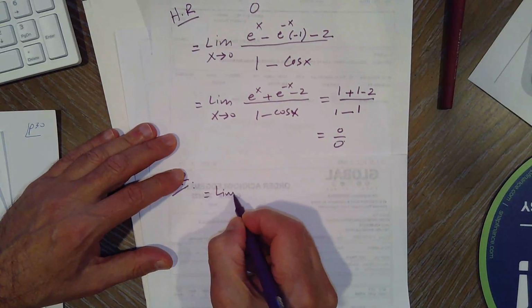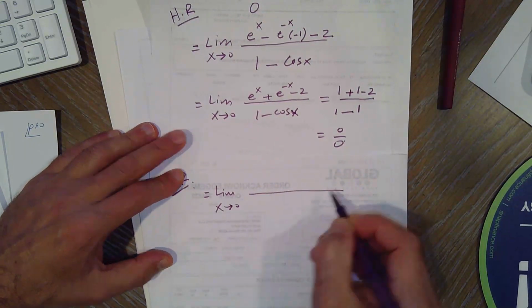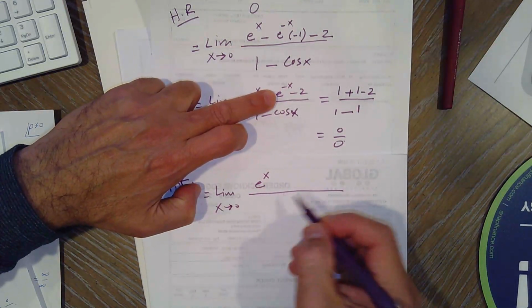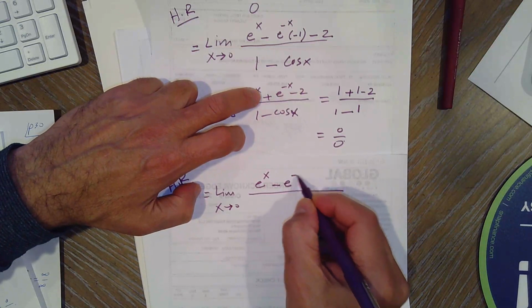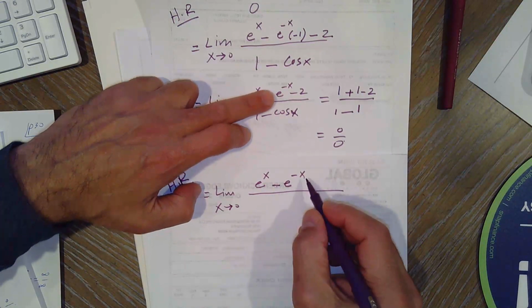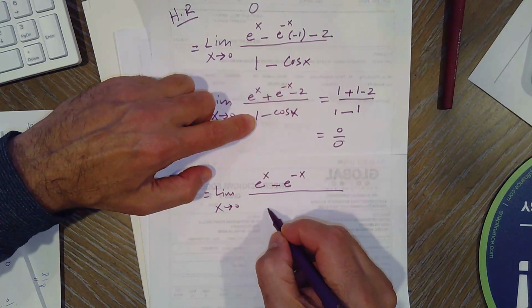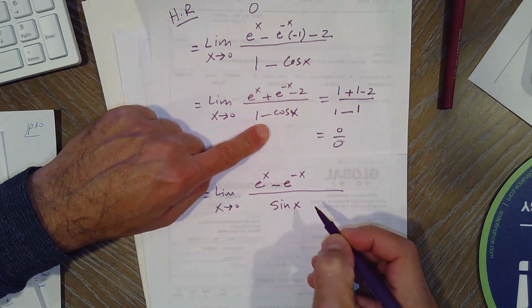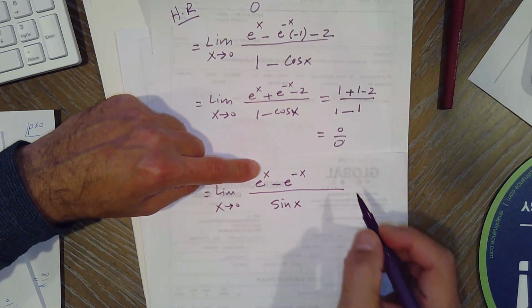So the limit as x goes to 0, the derivative of e to the x is e to the x. The derivative of e to the negative x is e to the negative x times negative 1. That's why I have a negative here. The derivative of 2 is 0. The derivative of 1 is 0. The derivative of cosine is negative sine, and the negative times negative gives sine x. Again, do it one more time.